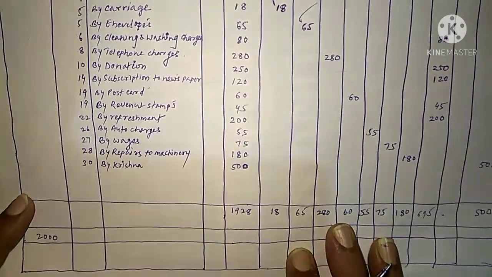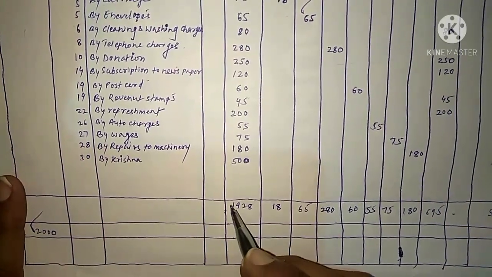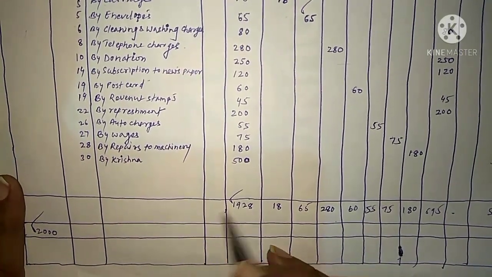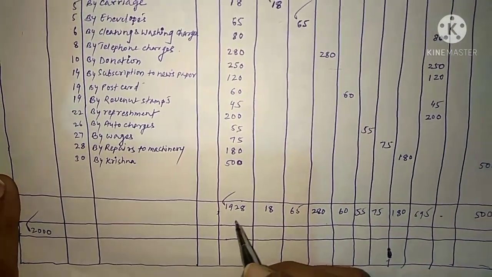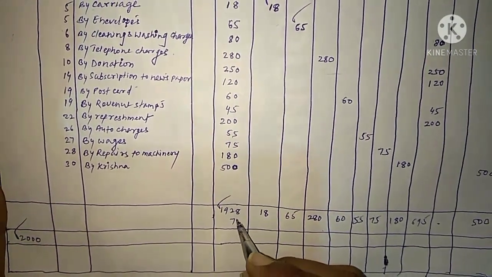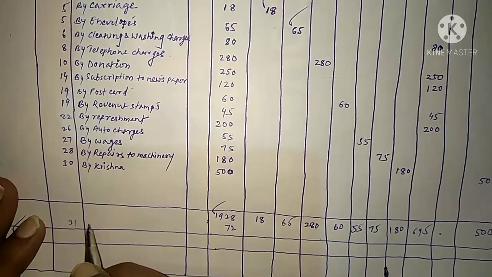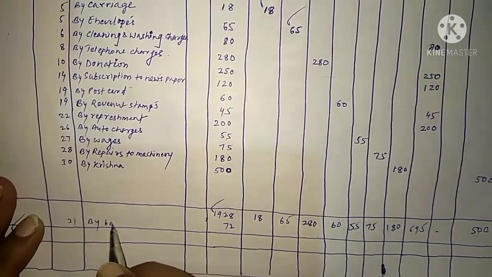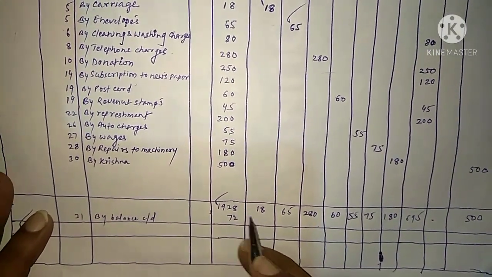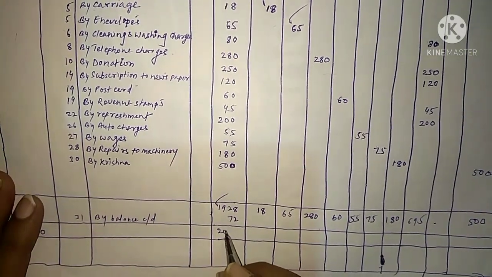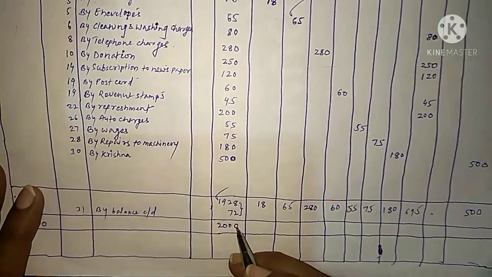And now the total amount received is 2000 and the total expenses made is 1928. So this 1928 we have to subtract from 2000, so the balancing figure will come to 72 rupees. So here we have to write date 31st by balance c/d 72, and in this column we have to write 2000. If we add both 1928 and 72, it will come to 2000.